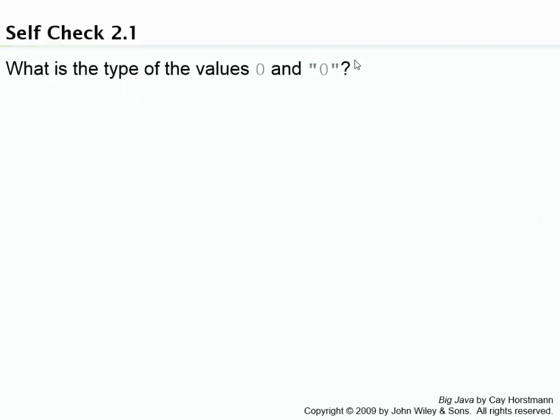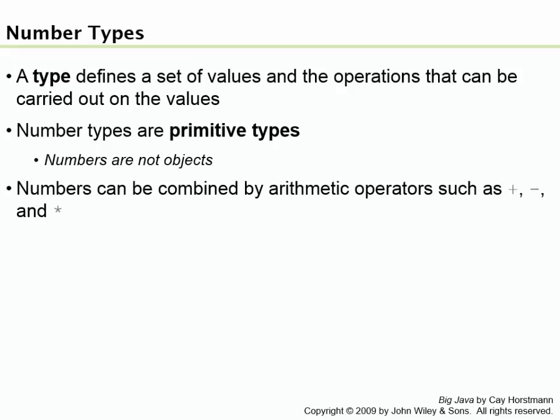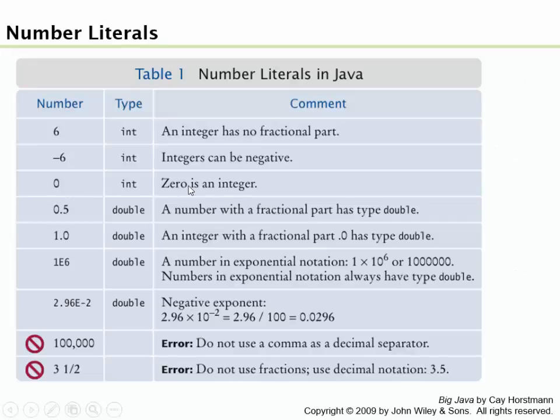Here's our first self-check. Ask yourself this question: what is the type of values for the literal 0 and the literal "0" in quotes? Well, if we look back at our chart, we see that 0 is interpreted as an integer. So if the compiler comes across a 0 in your code, it's going to convert that to an integer and store it as the binary representation of 0.